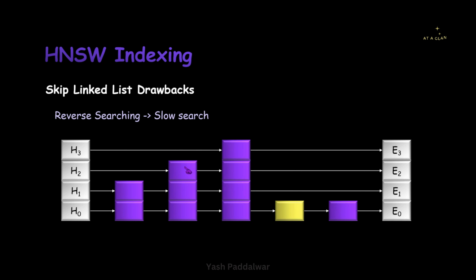This can be solved by introducing a doubly linked list, where we can have bidirectional arrows and search from both the ends. So I hope the drawback of skip linked list is clear to you all.